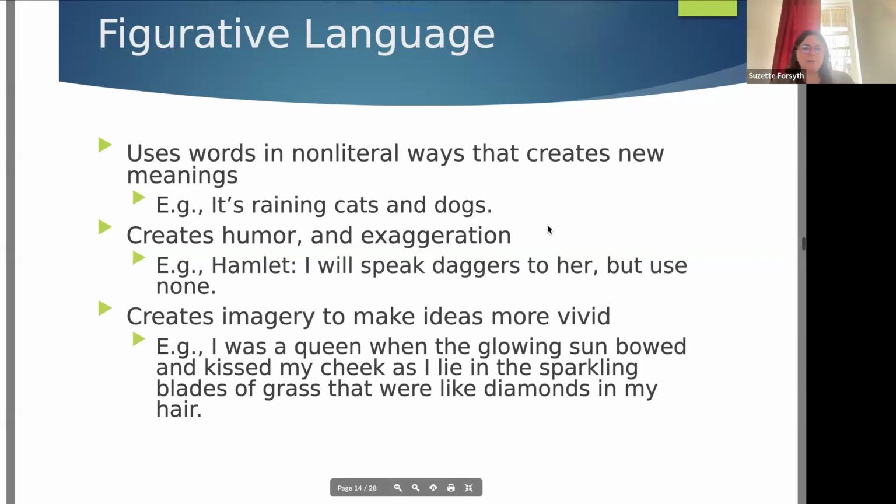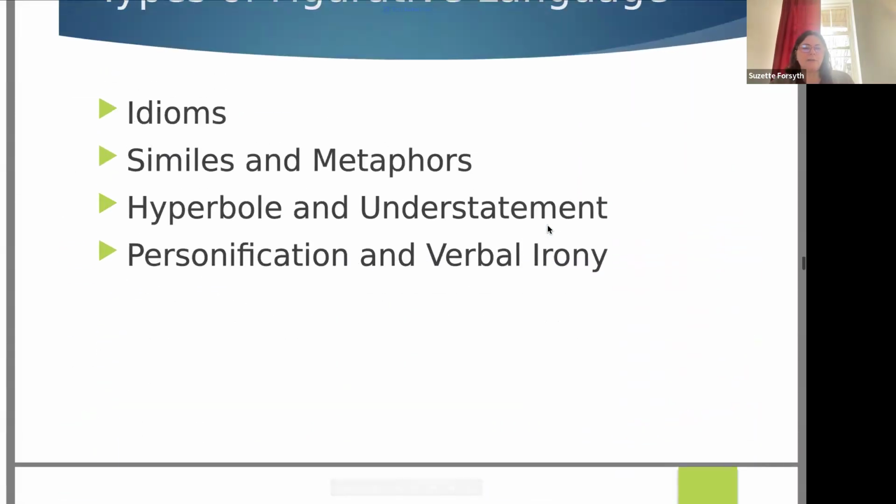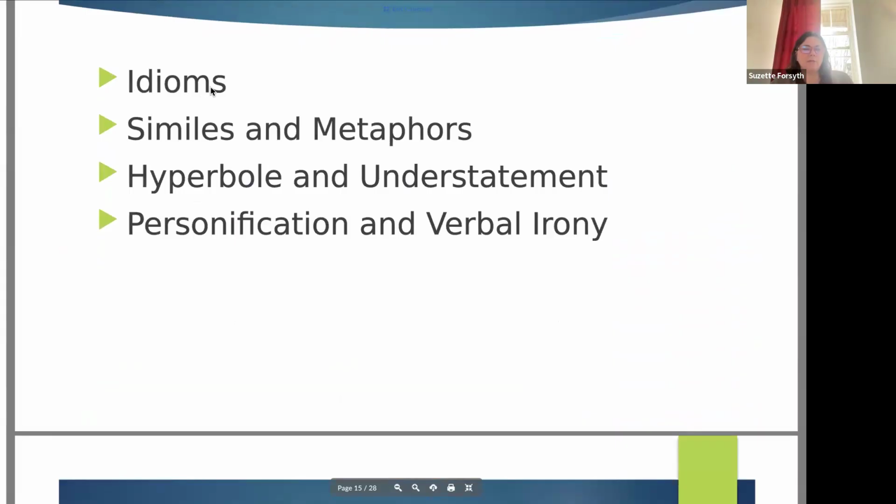So, there's different types of figurative language. We've got idioms, which are sort of similar to euphemism, but they're not meant to be used to make something less offensive. Instead, they're just sayings that people use to communicate something. So that's where I said, like, I'm going to go jump in the shower. That would be an idiom, an example of it.